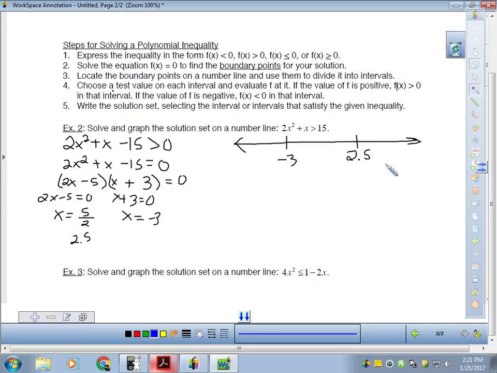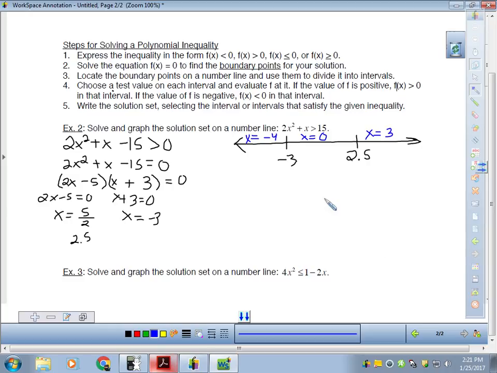So what we want to do is pick a test value in each of these intervals. What is a number between negative infinity and negative 3? You can pick any number. I'm just going to use x equals negative 4. What's a number between negative 3 and 2.5? Again, you can pick any number between them. I'm just going to use x equals 0 because it's really easy to plug in. And then lastly, I need a number between 2.5 and infinity. I'm just going to pick x equals 3.